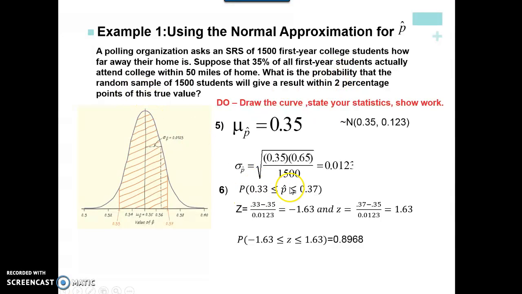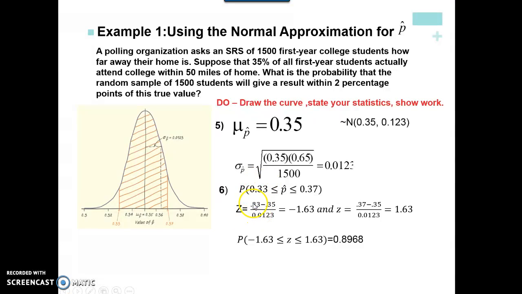So this probability statement, notice it's not p, notice it's p hat. If I'm looking at this curve and I have a whole bunch of different p hats in here, all of these p hats are from samples of 1,500 students. So if I pull one of those p hats out of there, it's going to be a p hat from a sample of 1,500 students. So this is saying if I take one of those samples of 1,500 students, what's the probability that that one specific p hat that I'm pulling out there is between 0.33 and 0.37.